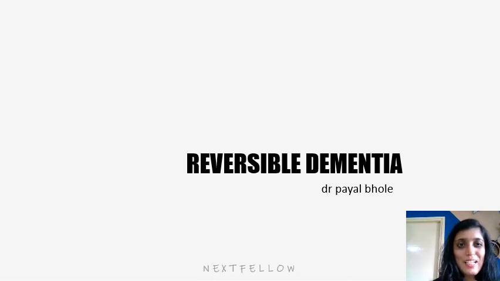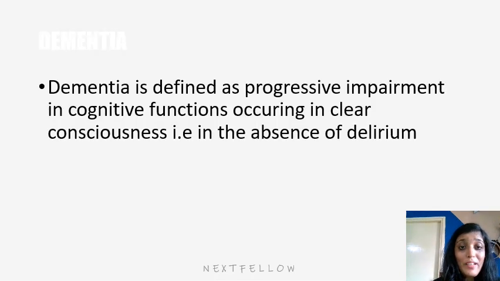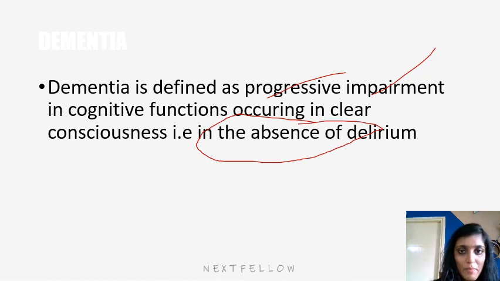So today I'll be discussing reversible dementia. Coming to the definition, dementia is defined as progressive impairment in cognitive function occurring in clear consciousness, that is, in the absence of delirium. So first of all, the patient should not be in delirium. Patient should have clear consciousness, correct?